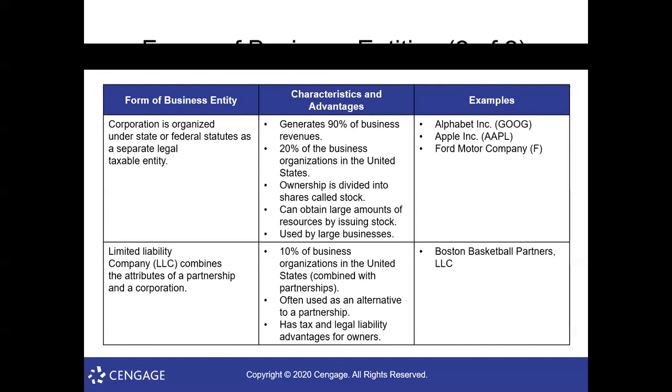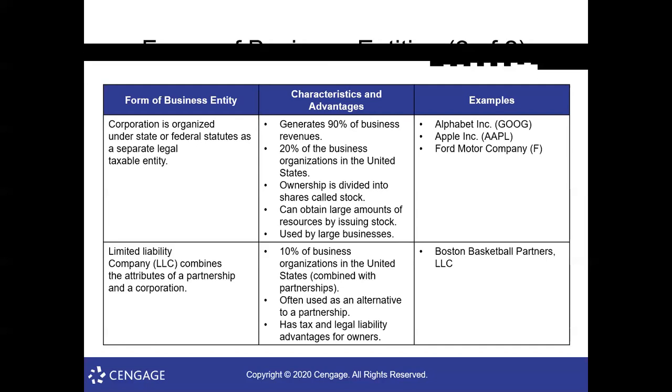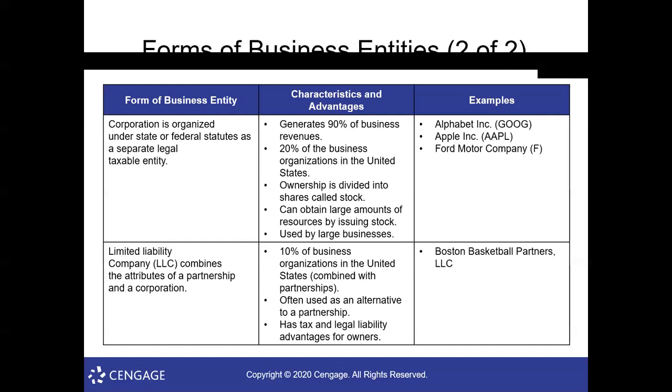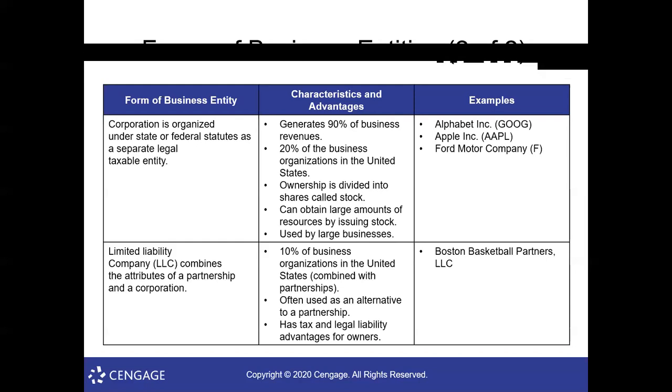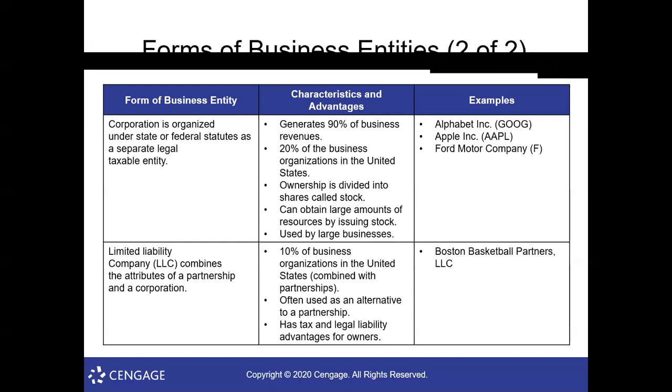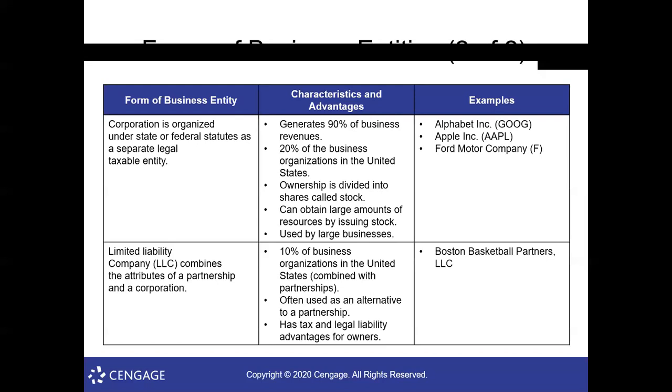They're organized by the state. They can be either closely held or publicly traded. Publicly traded are those that sell their stocks, their shares of ownership, on an open market, be it the New York Stock Exchange, the NASDAQ, the Hong Kong Exchange, whatever. All right, so those are the forms.